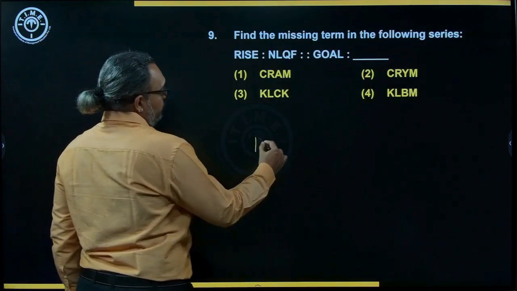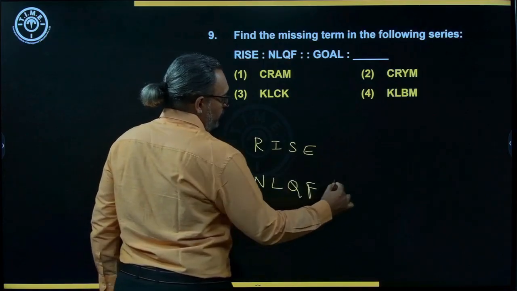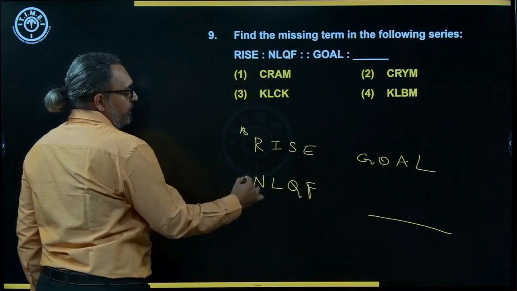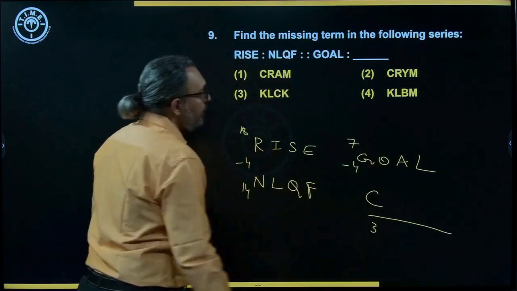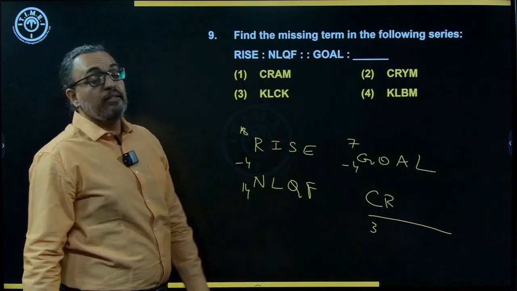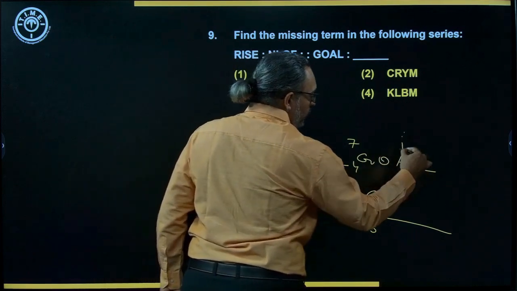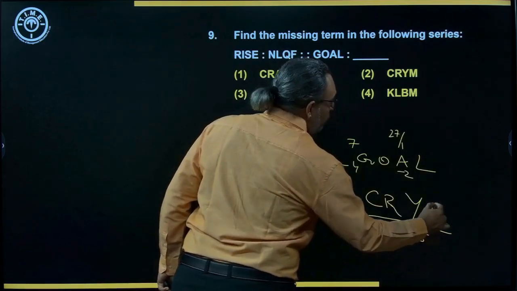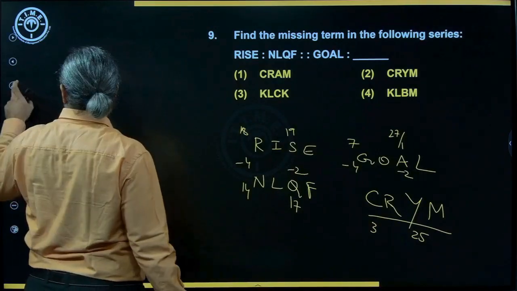Right, so here we have RISE, NLQF, then GOAL blank. So we have 18, 14. So minus 4, we do the same. 7 minus 4 is 3, which is C. Yeah, there are two options, and the second letter is R, so I'm not worried about it. I'll check the third letter now, which is 19 and 17. So this is minus 2. So 27 minus 2 gives you 25, which is a Y. And then the fourth letter is the same. So CRYM. And I do have an answer. Choice 2. So mark and move on.